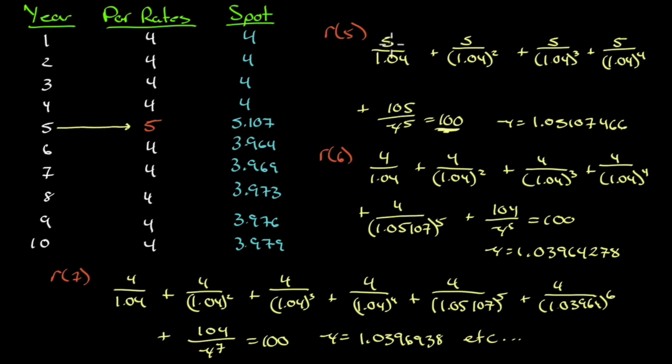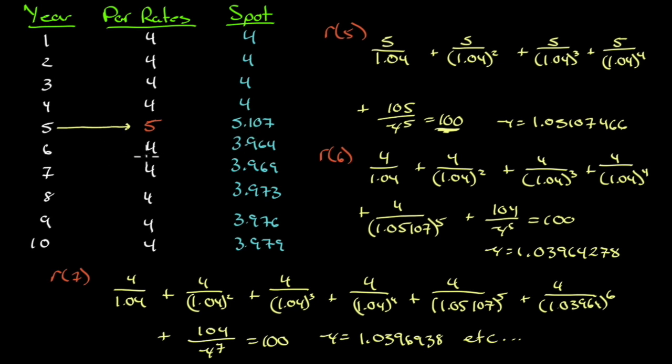So our cash flows are along the top. Notice it's not a 4, it's a 5 along the top. But look at what we're discounting by: the 1-period spot rate, the 2-period spot rate, the 3, etc. And then we have our missing variable, x5. When we solve for that, we get 1.05107. So 5.107% becomes the new 5-year spot rate.